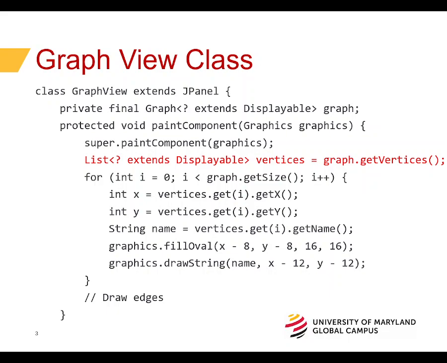We need a list of vertices to accomplish this task. Note again, the type of the list uses an upper bounded wildcard. Then it loops through all the vertices, gets the XY coordinates of the vertex and the vertex name, draws a solid circle to represent the vertex, and displays the vertex name above it. A second similar loop is needed to draw the edges.